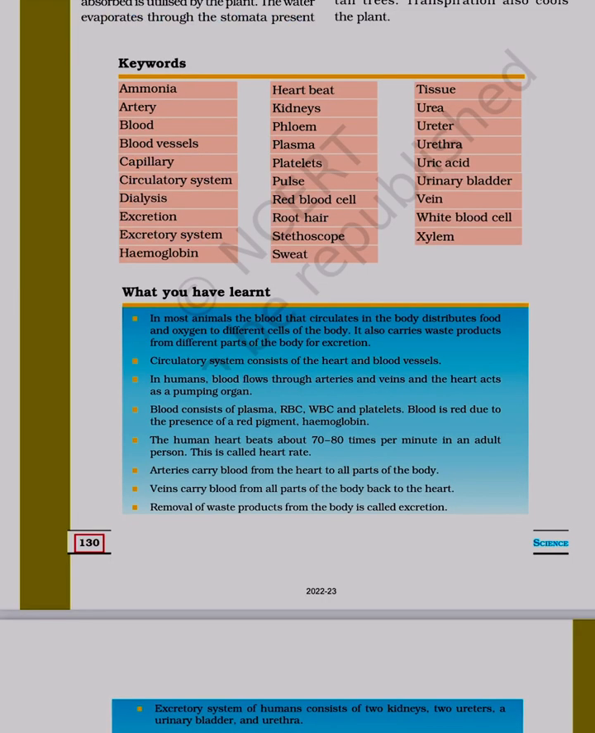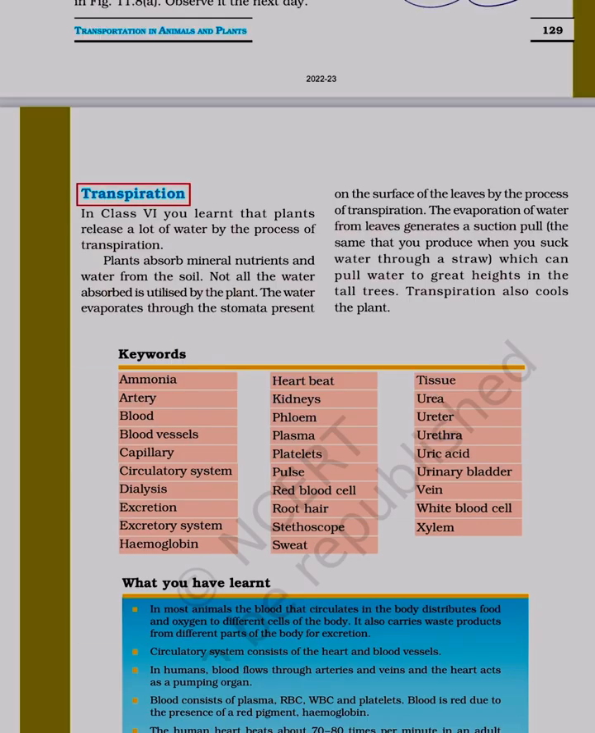Sweat. 130. Transpiration. In class 6 you learnt that plants release a lot of water by the process of transpiration. Plants absorb mineral nutrients and water from the soil. Not all the water absorbed is utilized by the plant. The water evaporates through the stomata present on the surface of the leaves by the process of transpiration. The evaporation of water from leaves generates a suction pull, the same that you produce when you suck water through a straw, which can pull water to great heights in the tall trees.